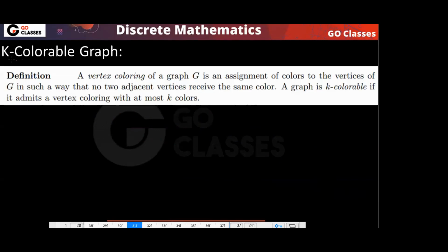So what is K colorable? K colorable means using at most K colors. Can you color using at most K colors? So this is the idea. But for example, this graph, tell me, can I say this graph is 6 colorable? Look at this graph. Can I say this is 6 colorable?